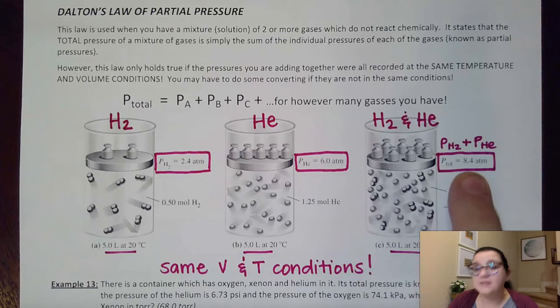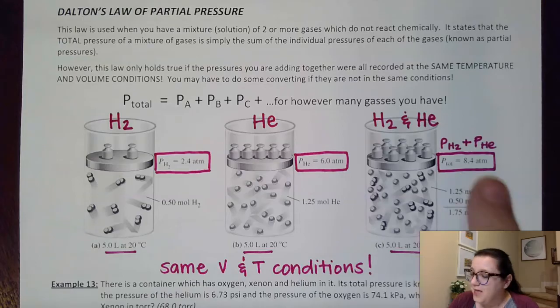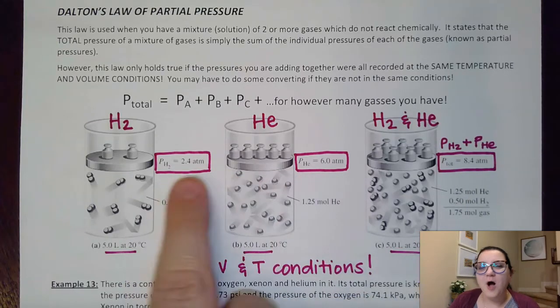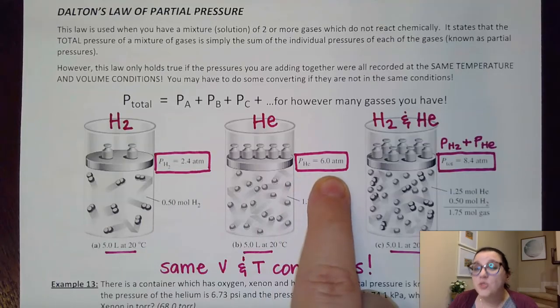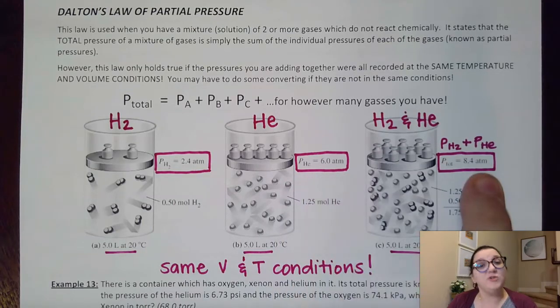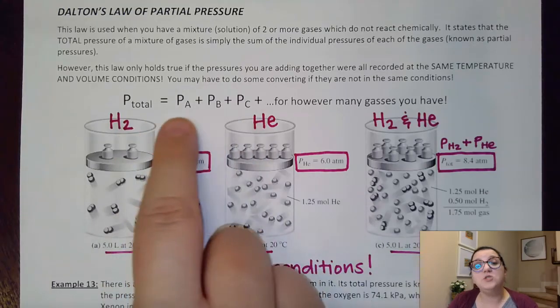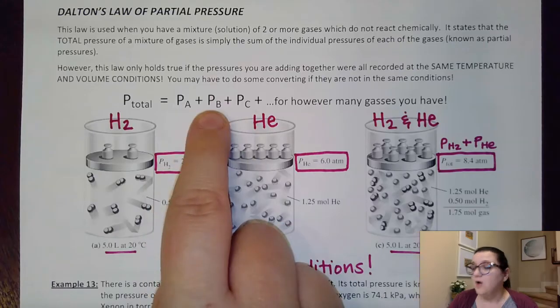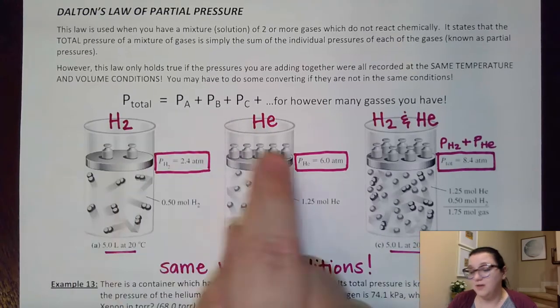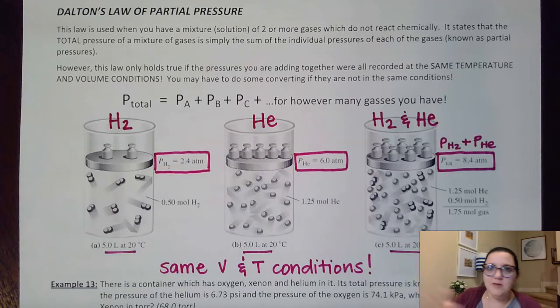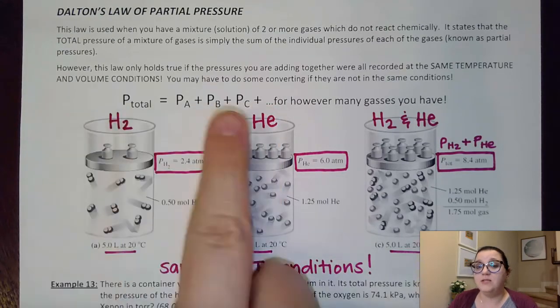Now notice what has happened to our pressure. Our pressure is now 8.4. And if you look at your other data here, all that's happened is that we have added those two pressures together to get the total. So our formula that we use for Dalton's law is that the total pressure equals the sum of the individual partial pressures added together for however many gases we have. So here we only had two gases, but you could have 3, 4, 5, however many gases are in that mixture.